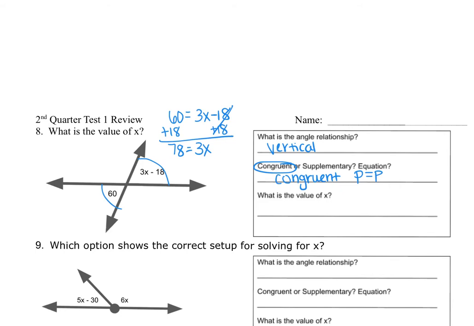And then our last step, we need to divide by 3 on both sides to get rid of it. So x is going to equal 26. So that last question, the value of x equals 26.